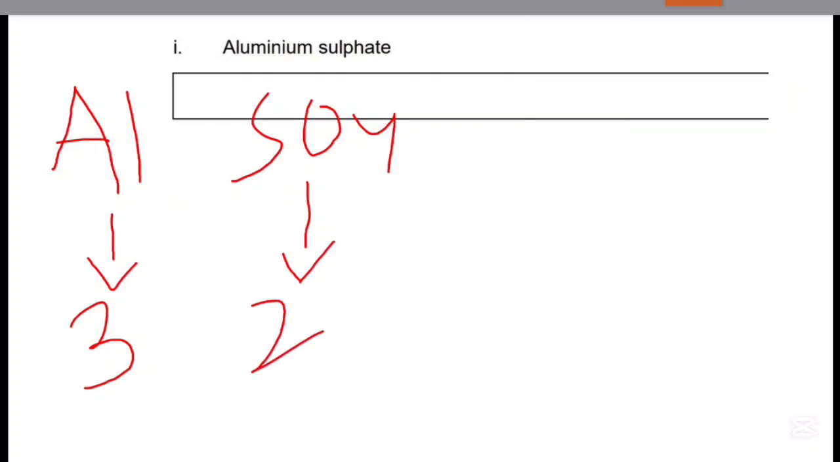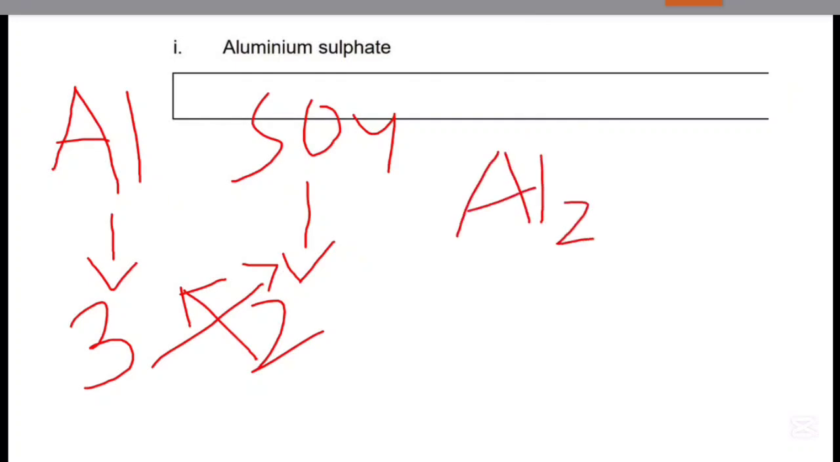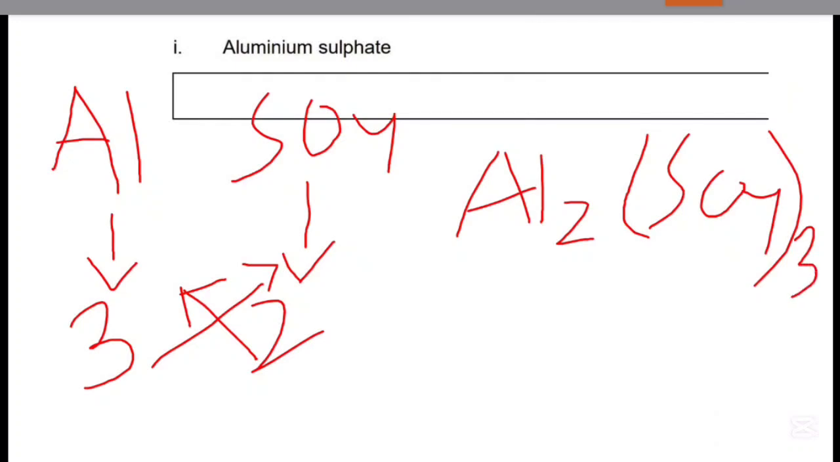Valency of aluminium is 3 and valency of sulfate is 2. So let's interchange the valency. When you interchange the valency, the aluminium will receive 2 and SO4, sulfate, will receive 3. So this is the chemical formula for aluminum sulfate.